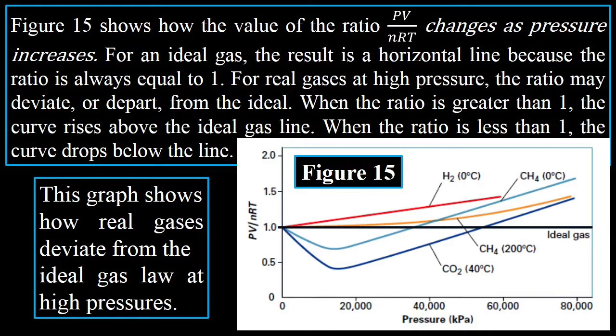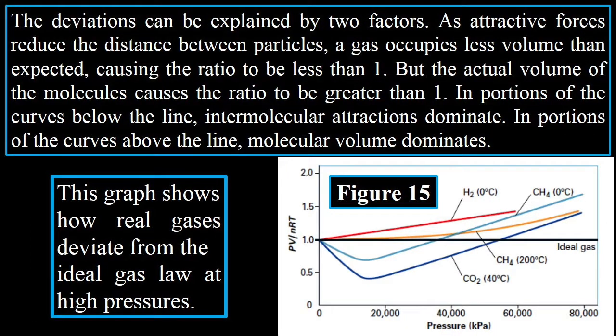Figure 15 shows how the value of the ratio PV over nRT changes as pressure increases. For an ideal gas, the result is a horizontal line because the ratio is always equal to 1. For real gases at high pressure, the ratio may deviate or depart from the ideal. When the ratio is greater than 1, the curve rises above the ideal gas line. When the ratio is less than 1, the curve drops below the line.